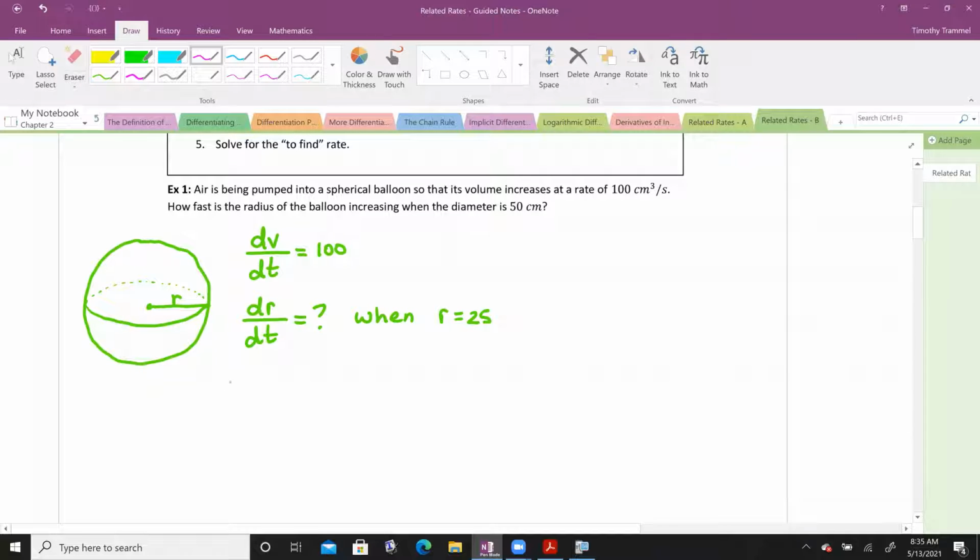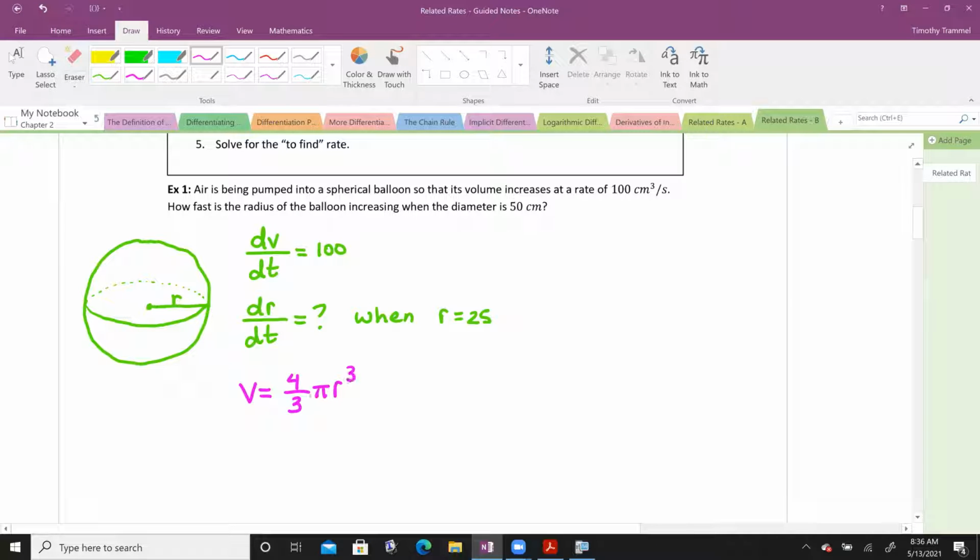All right, and so this is going to come from a formula that most of us don't have memorized, and you don't need to memorize it. But we know we're talking about the volume of this sphere here. So if we were to look up the volume formula for a sphere, we'll get 4/3 pi r cubed.